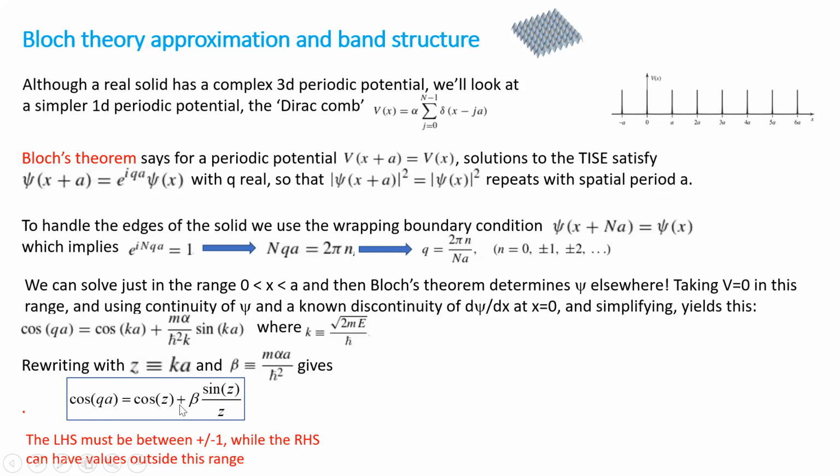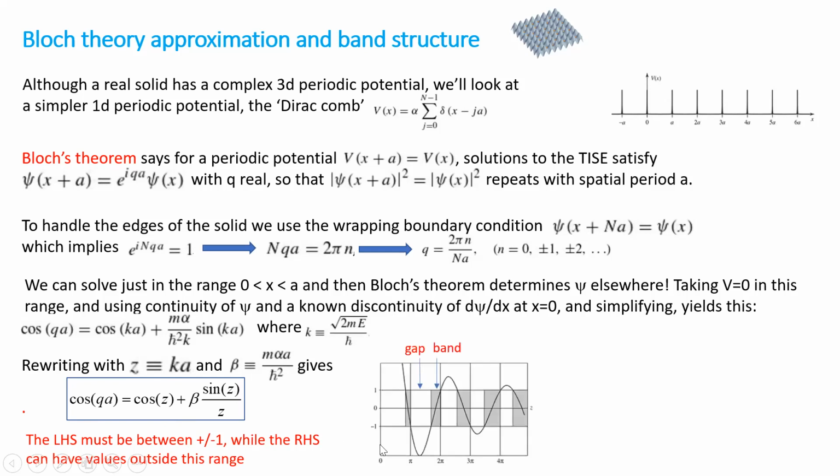So for those values where the right-hand side is outside this range, this equation has no solution, and there will be no Z values where this works, therefore no K, therefore no energies where that works. So let's see what that looks like.